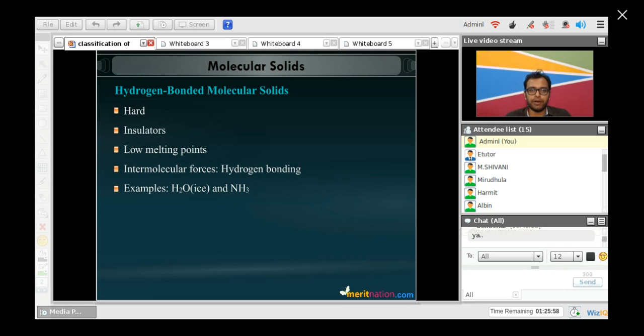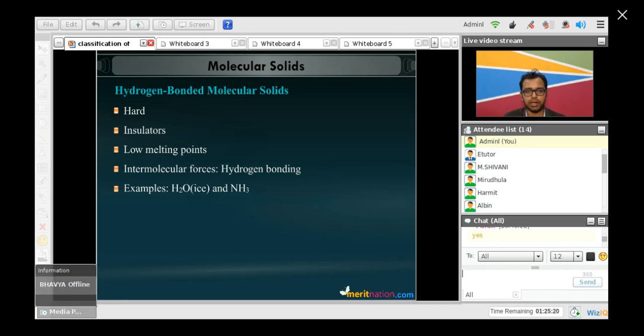Now hydrogen bonded molecular solid. Hydrogen bonded molecular solids are a little hard, so they are harder than the other molecular solids. And in this case, it is again an insulator because it does not have any charge carrier. And the melting point of hydrogen bonded molecular solid is also low, because in this case also the bond between the two molecules can easily be broken, because hydrogen bond is not a very strong bond. Hydrogen bond is a weak bond, right? So it can be broken easily.